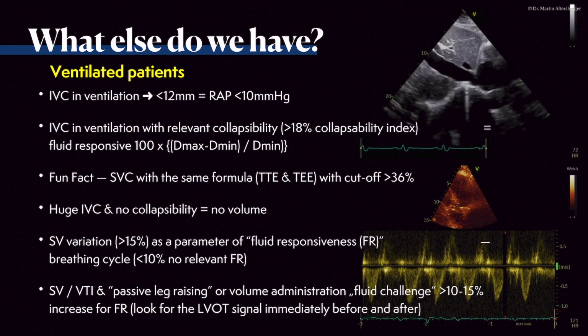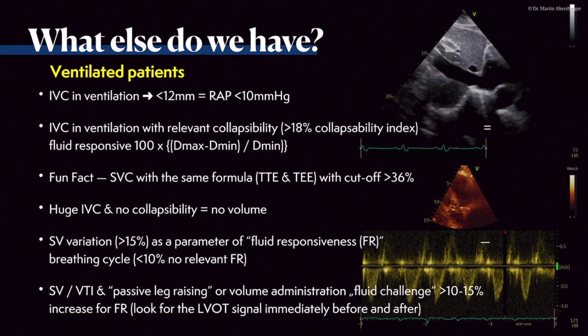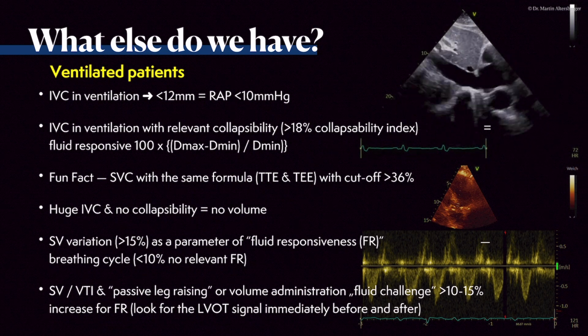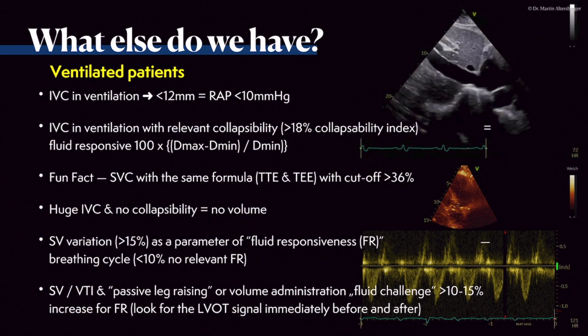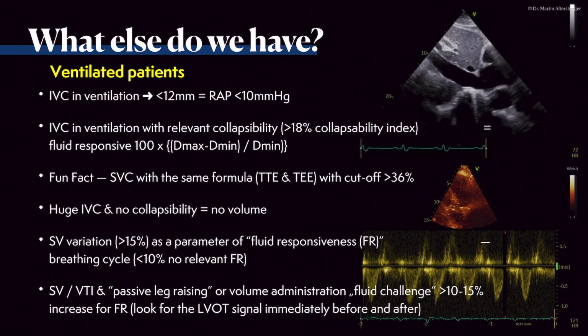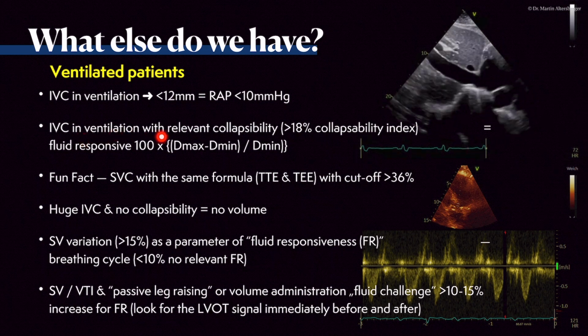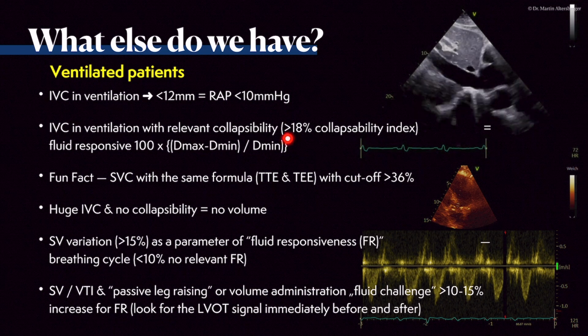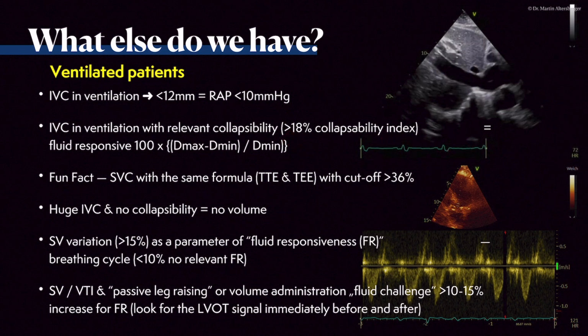What else do we have also in ventilated patients? Well, if the IVC, when the patient has ventilatory support, is below 12 millimeters, it's with a very high likelihood that the right atrial pressure is below 10 millimeters of mercury. If the IVC with ventilation, so with respiratory support, has a relevant collapsibility, you can calculate an index. If this index is above 18%, fluid responsiveness is most likely.